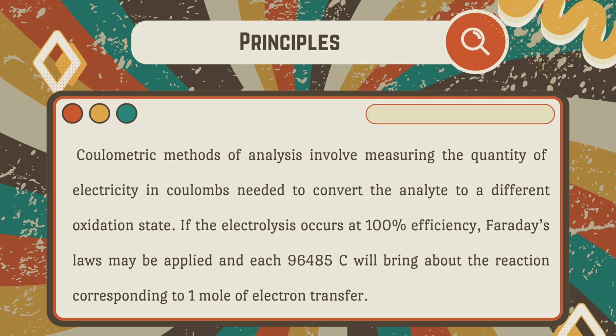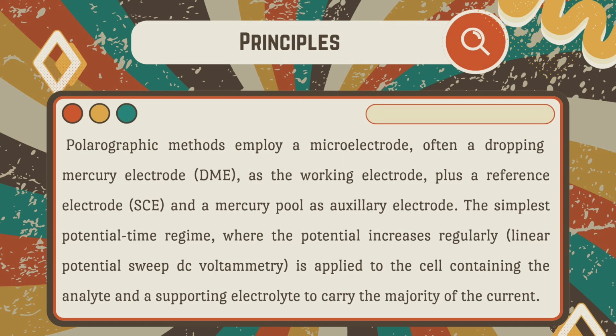I'm sorry, to correct myself, it's 96,485 coulombs. So, going back to our discussion, for example, using a silver anode, the passage of a current produces silver ions which react with any chloride in the solution. Bromine and acids may also be generated coulometrically. Polarographic methods employ a microelectrode, often a dropping mercury electrode (DME), as the working electrode, plus a reference electrode (SCE), and a mercury pool as auxiliary electrode.